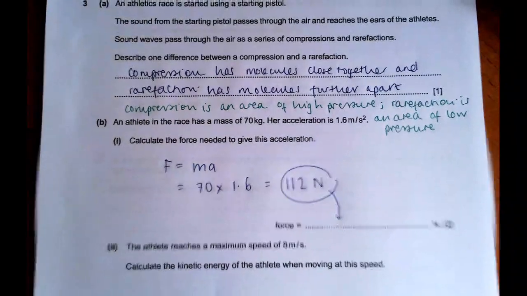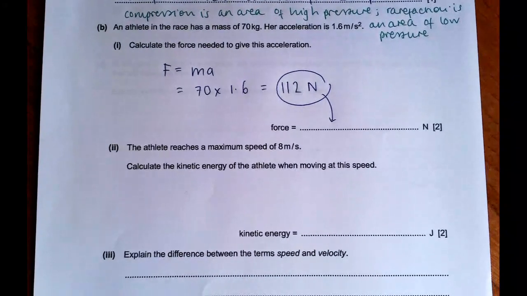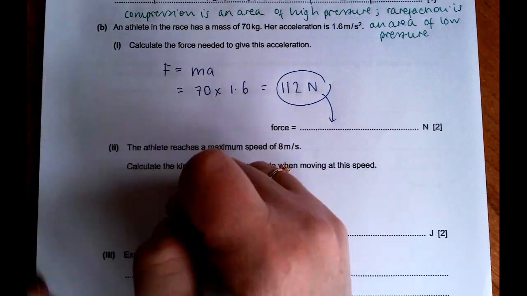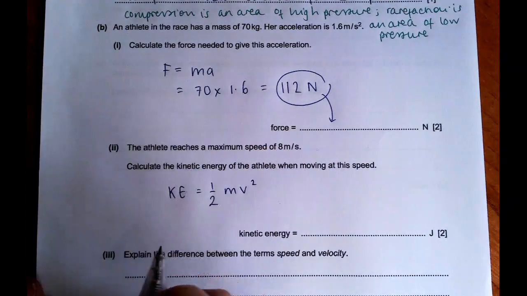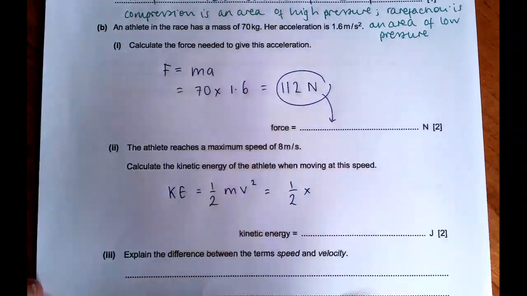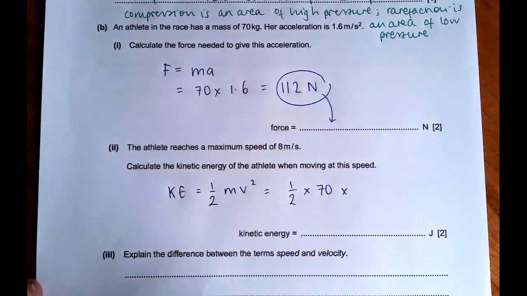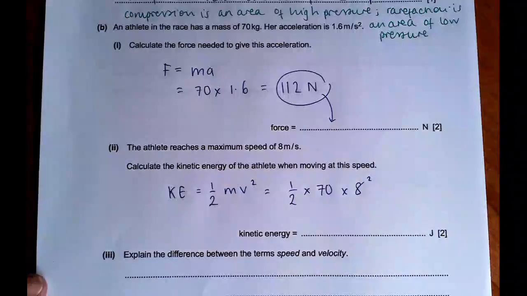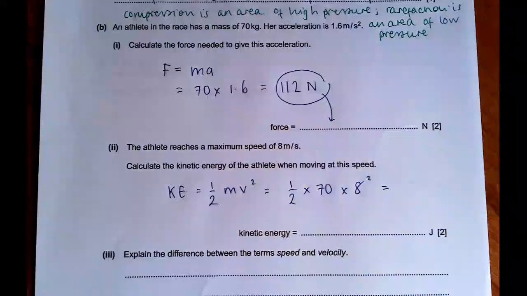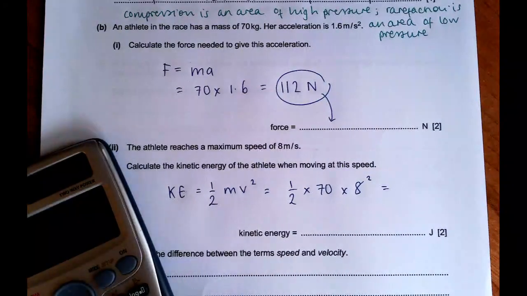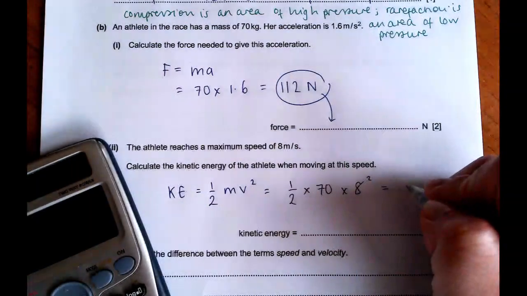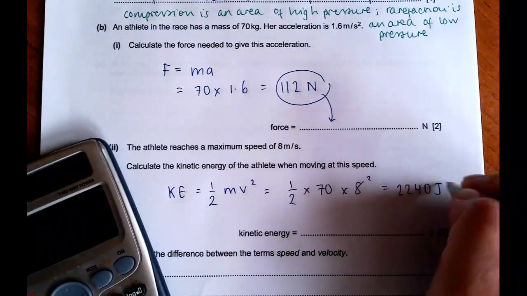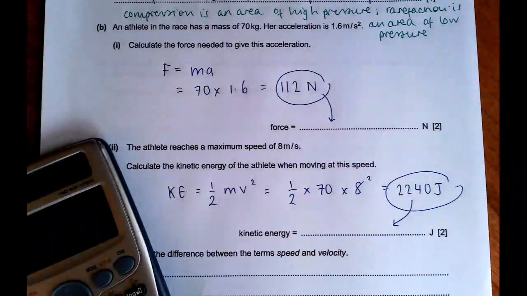So then in part II, it says that the athlete reaches a maximum speed of 8 meters per second. Calculate the kinetic energy when moving at this speed. So again, you need to remember the kinetic energy equation, which is a half mv squared. It's the same athlete, so the mass is the same as before, so that's 70, and the speed is now 8 meters per second, but we need to square that. When I put that into a calculator, I'm going to get 2,240 joules as my answer for the kinetic energy.